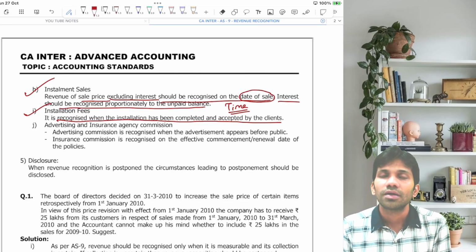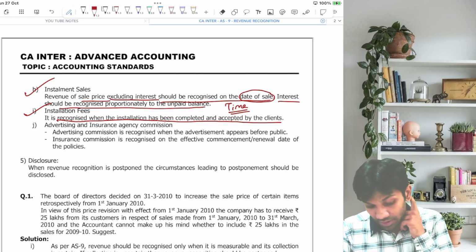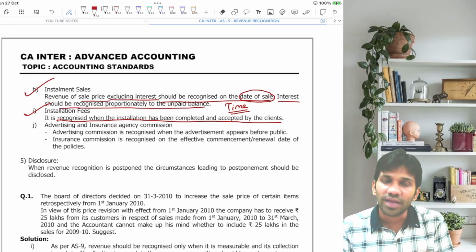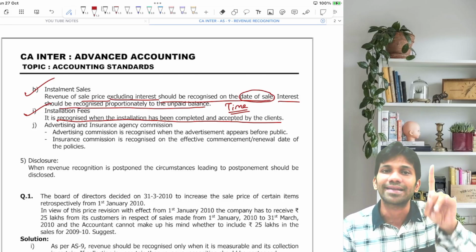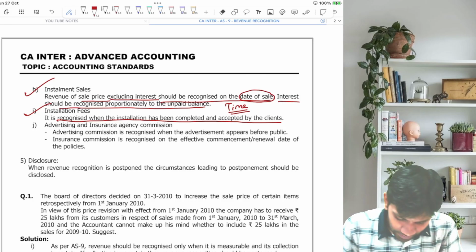So revenue from installation fees should be recognized only when the client accepts that the goods are installed, the AC is installed, the product is installed. At that point of time, revenue should be recognized.